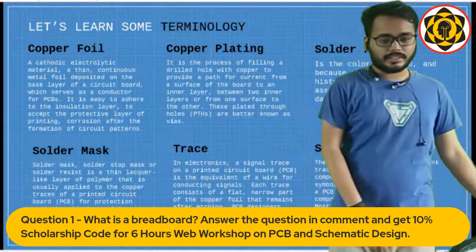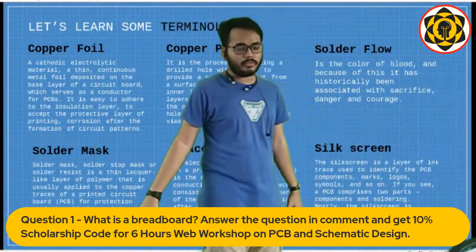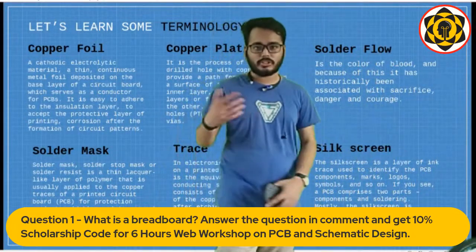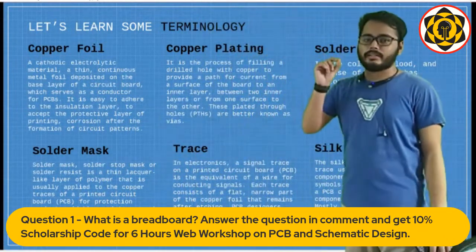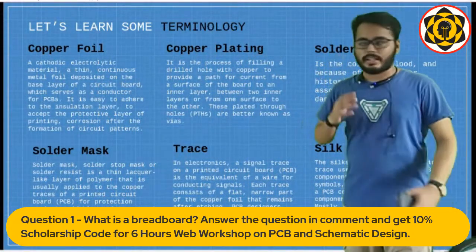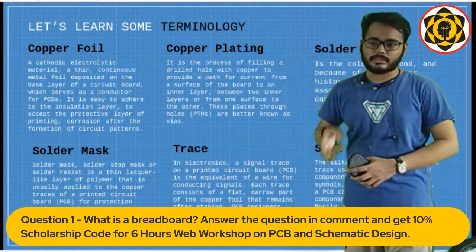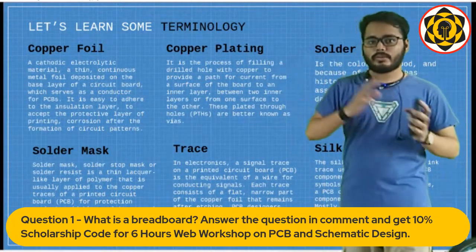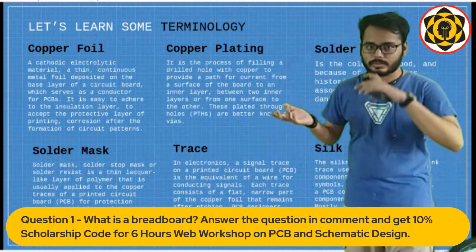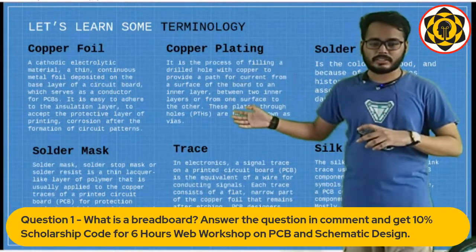And finally, silk screen. So silk screen is basically a layer where the actual instructions are written. So say there is a place where you have to connect a bulb, like an LED. So those are two-leg components. And then there is a place where you have to connect the resistors. Resistors are also two-leg components. So how are you going to understand where you connect the LED and where you connect the resistor? So that is done by the silk screen.